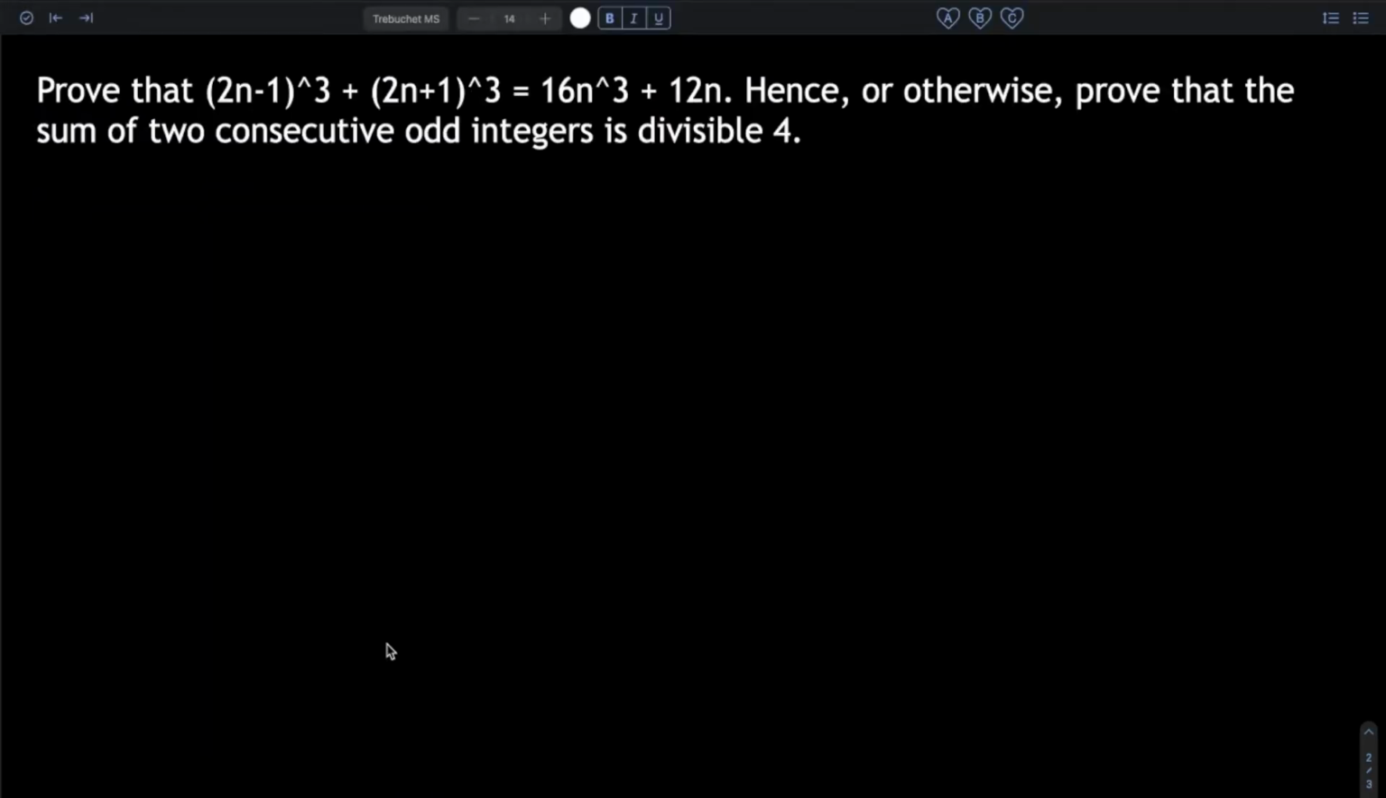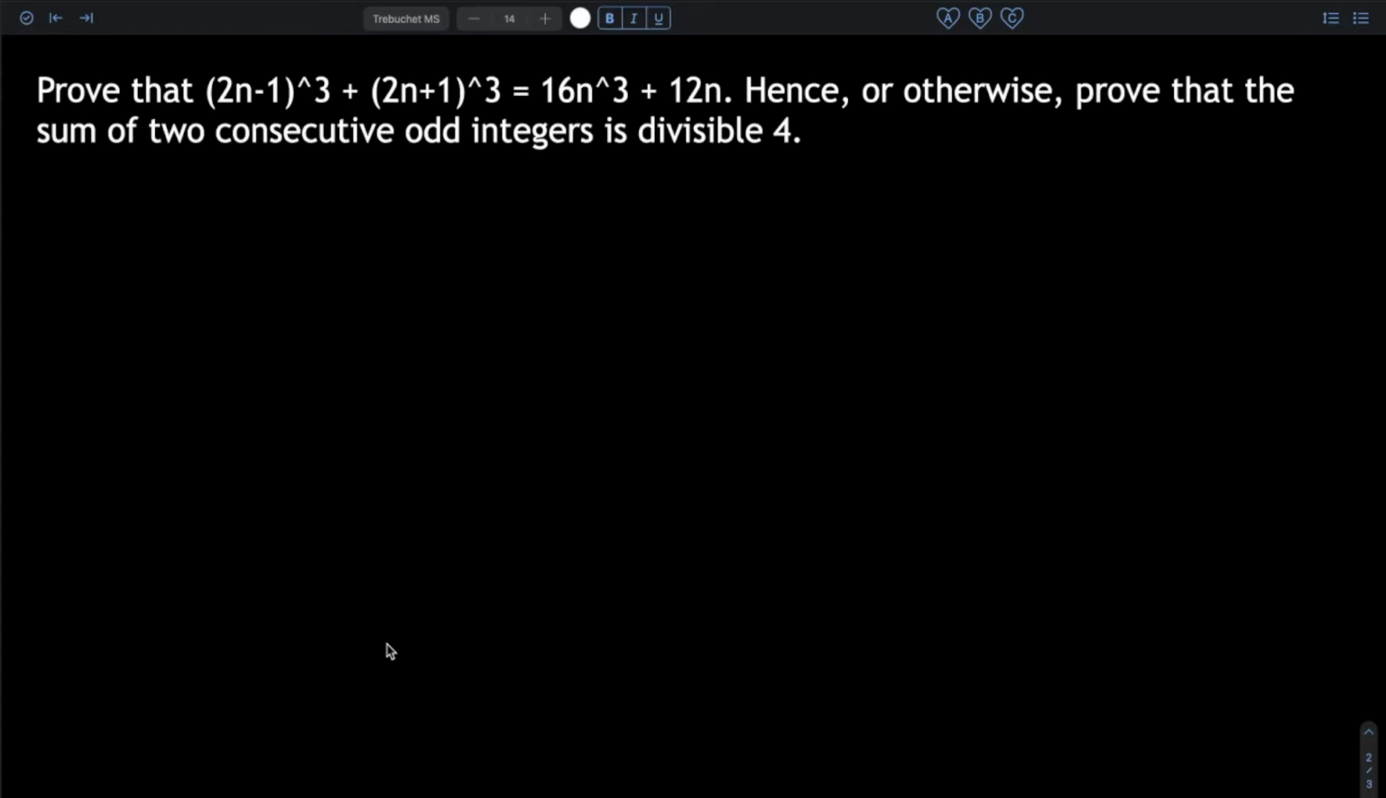Next question. Prove that 2n minus 1 whole cube plus 2n plus 1 whole cube is equal to 16n cubed plus 12n. Hence, or otherwise, prove that the sum of two consecutive integers is divisible by 4.